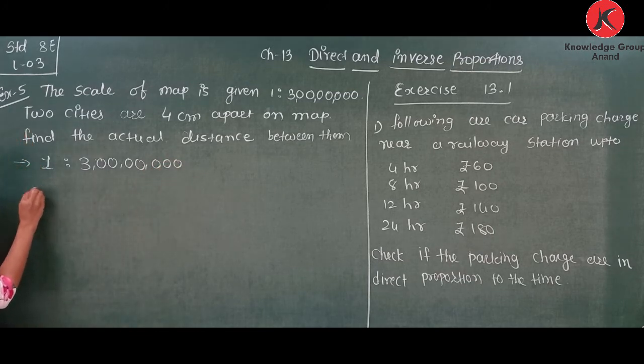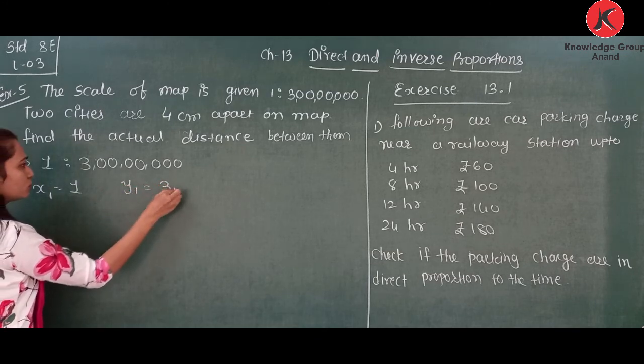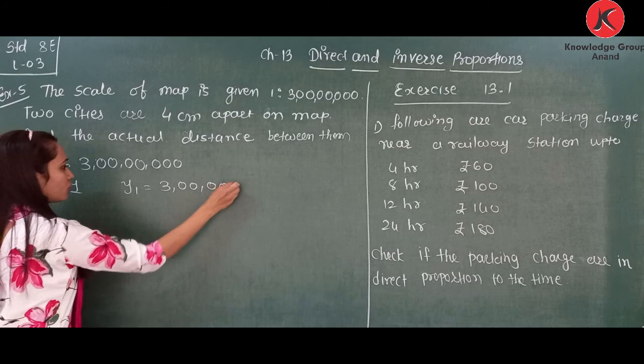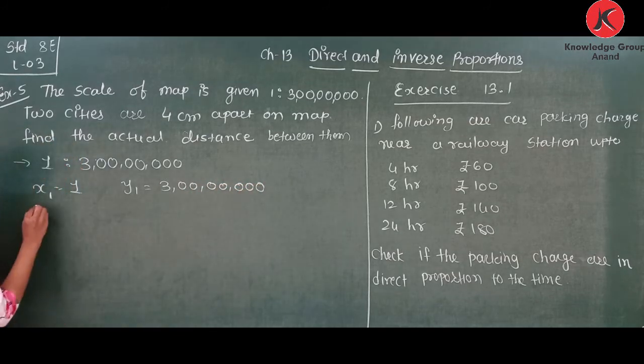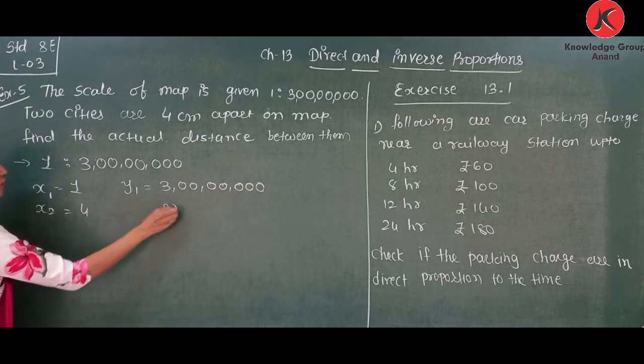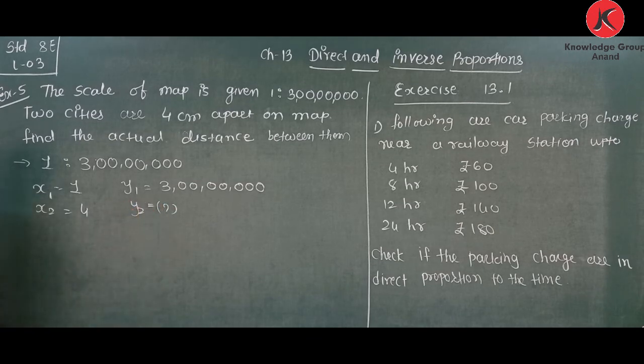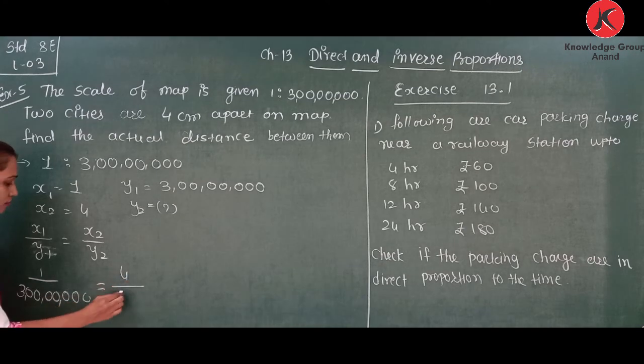So the value of x1 will be 1, y1 is equal to 3 crore, and x2 is 4. What is the value of y2? That we need to find. So it is in direct proportion. So x1 divided by y1 is equal to x2 divided by y2. 1 divided by 3 is equal to 4 divided by y2.